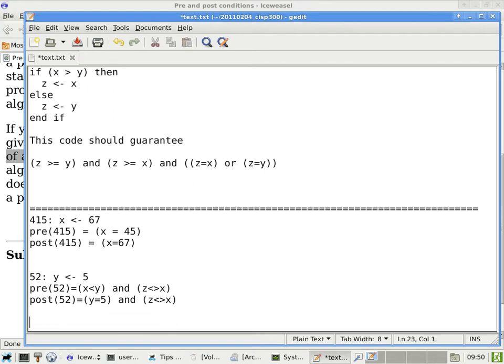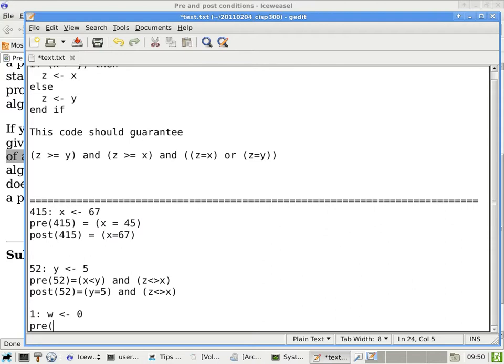Okay. Well, let me give you another example. This one is kind of odd. On line 1, I have this program saying w gets a value of 0. Okay. What is weird about this one is the precondition of line 1 is something. Okay, let me tell you what I wanted to express, and then you guys can tell me how to express it. I want to say before line 1, I don't know anything.